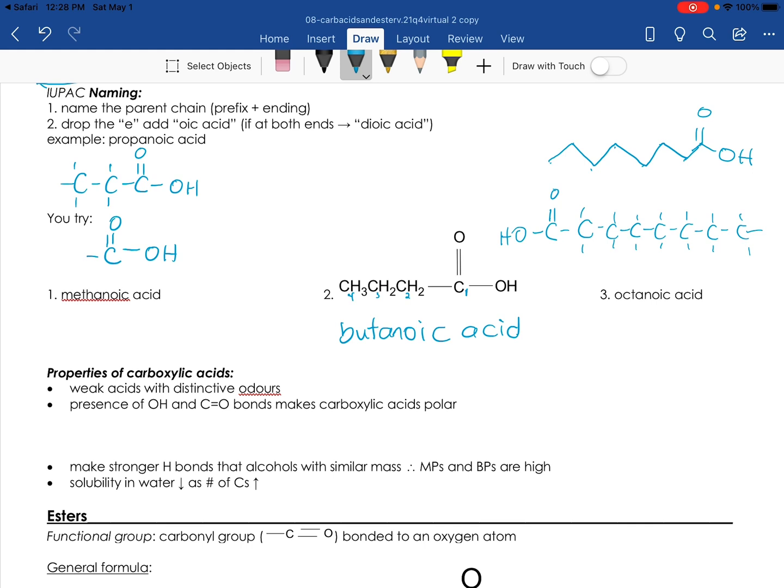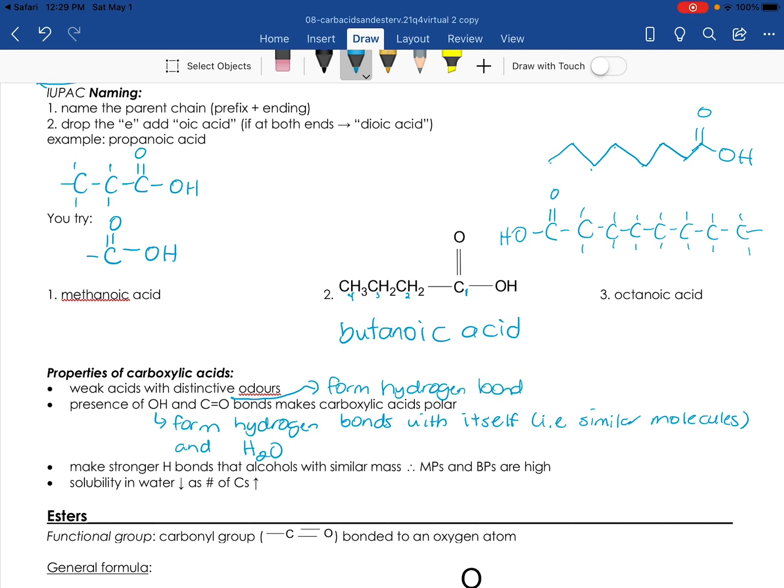Really what we're going to focus on is, can it form hydrogen bonds with itself, and can it form hydrogen bonds with water? There are actually 2 polar functional groups that are part of carboxylic acids. They have an OH, and they also have a C double bond O. The OH can form hydrogen bonds with itself or similar molecules, and with H2O. And then the C double bond O can form hydrogen bonds with only water, because there's an oxygen, but there is no H.